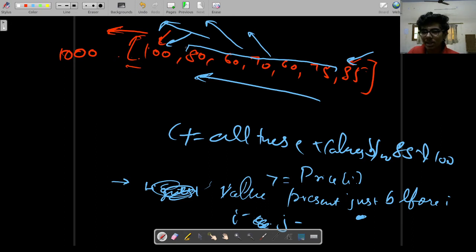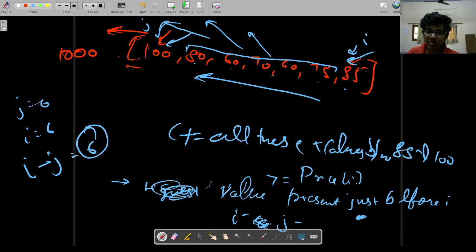Count will be increased. For example, this is J and this is I, and the elements between them are 1, 2, 3, 4, 5, and if I include this it is going to be 6. So if I put I minus J, since J is equal to 0 and I is equal to 6, it is going to give me the answer 6, right? So my answer is going to be 6.